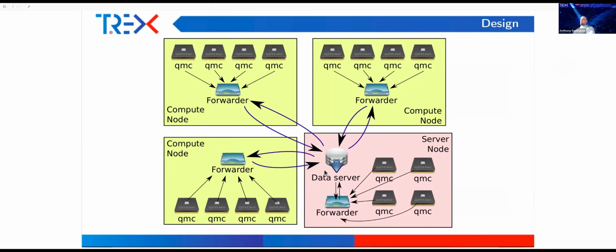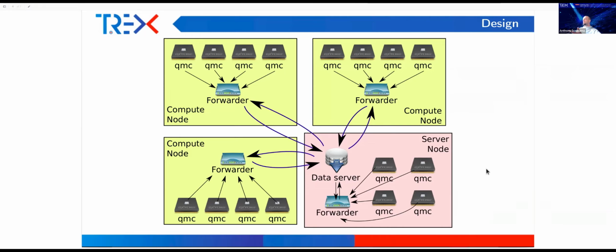So you have a main server here, where on the server node you will run some QMC processes to compute some blocks. Then on other nodes, on the compute nodes, you also run some QMC processes that compute blocks, and then regularly they send their data to the data server that accumulates everything and stores some reduced data on disk.